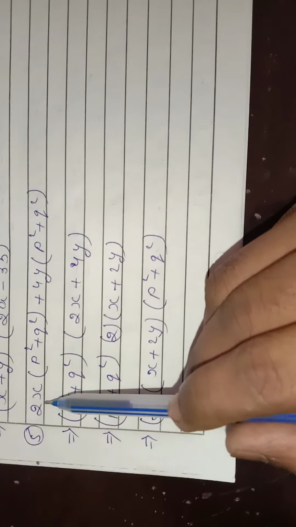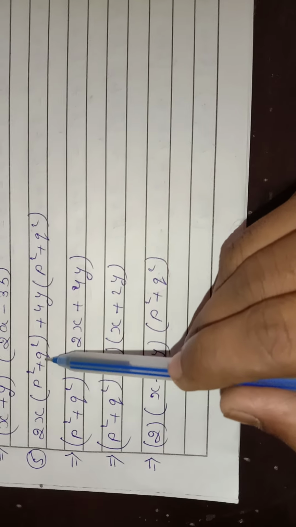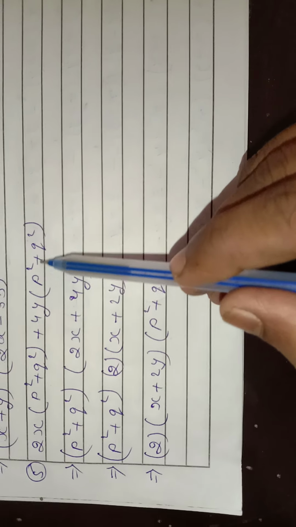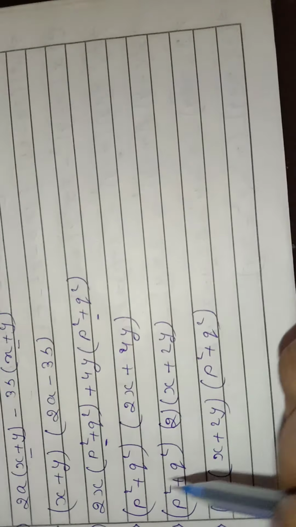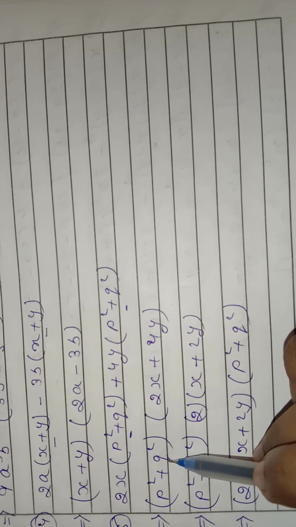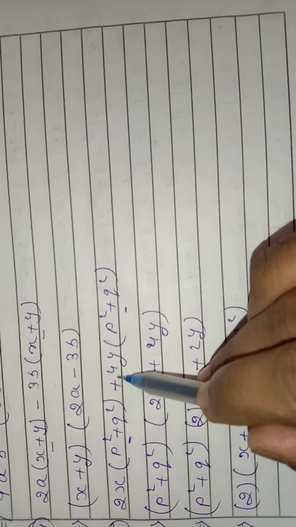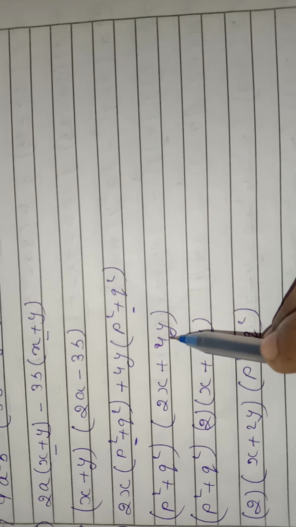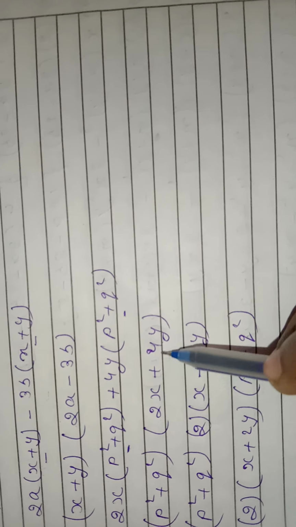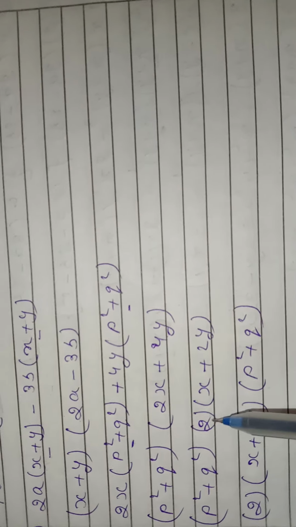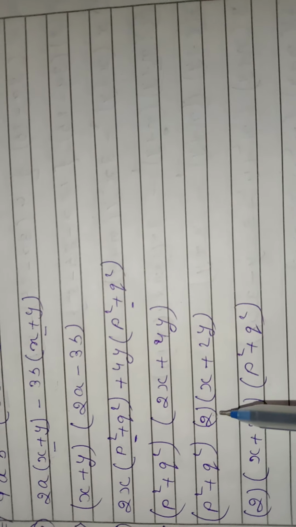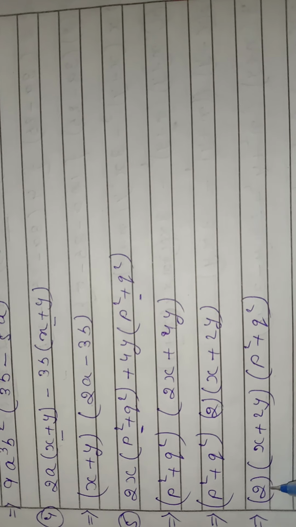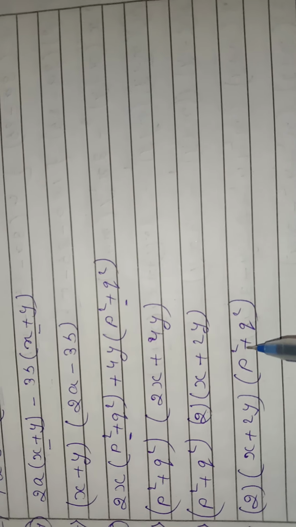Same way here. 2x(p square plus q square) plus 4y(p square plus q square). So what is common here? These two. Write it down. Now what is left? 2x plus 4y. Again we can find out something common in these two. What is that? That is 2. So x plus 2y. Now these two we can bring this side, and then the rest of the numbers here.